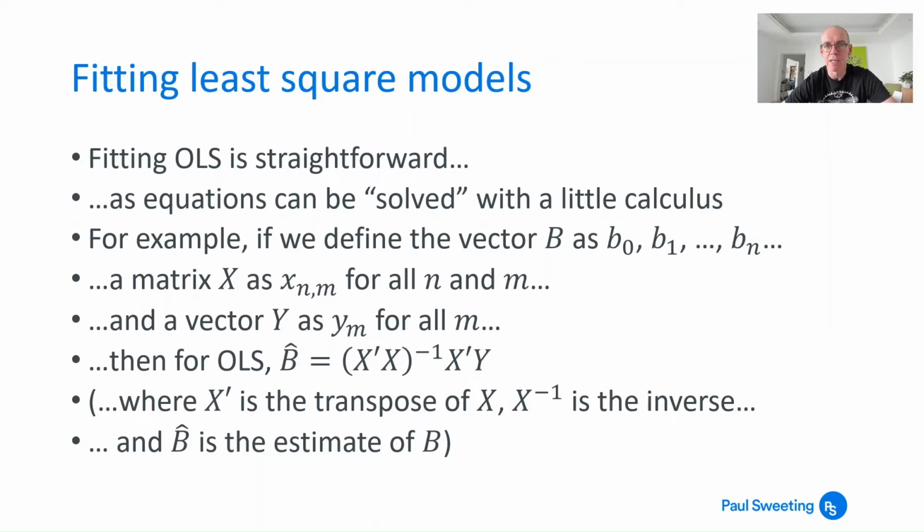Finding it is a little tricky, but it is doable. And the key point here is that it is a closed form solution. So you're not tending towards something; you are finding the exact answer for those parameters in that vector capital B.